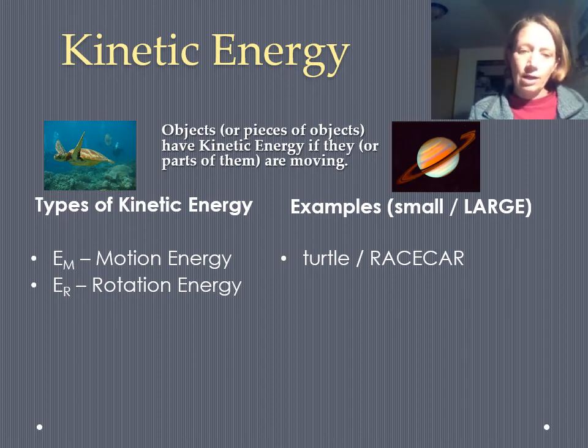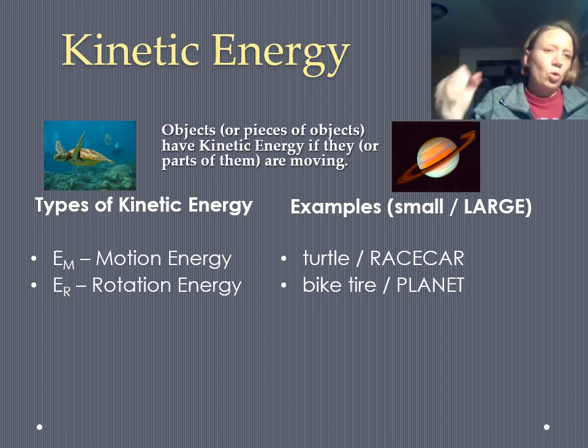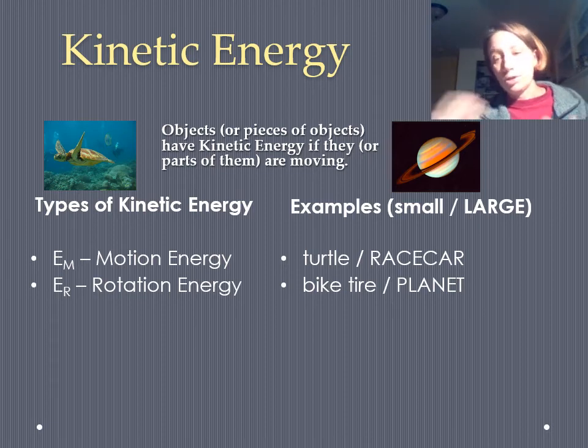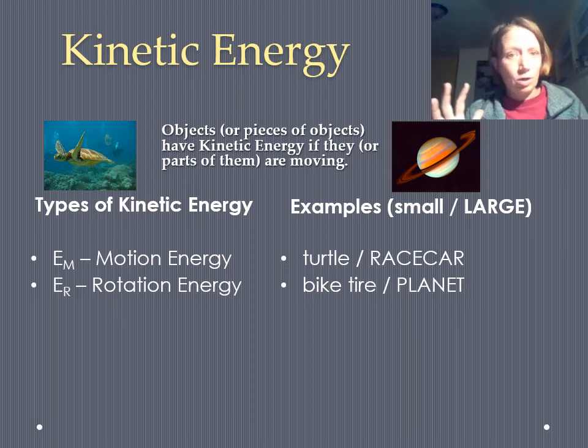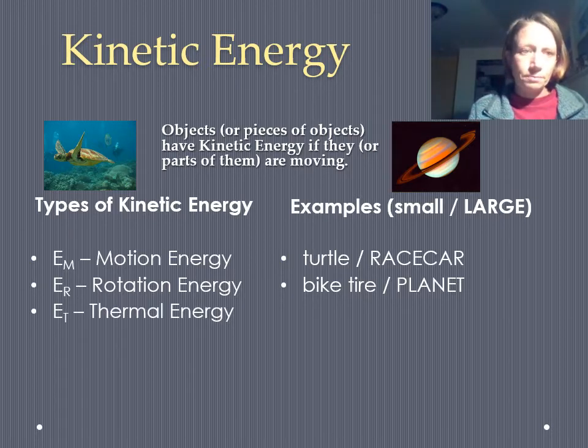Second kind of kinetic energy is rotational energy, or ER. So if we had a bike tire, right, it would be spinning. It wouldn't have motion energy because we're just holding the tire. The bike isn't necessarily moving. The tire isn't moving. It's just spinning. It would have rotational energy. A planet also doesn't appear to be moving. It's kind of staying stationary in space, but it's spinning, and that's going to be rotational energy. ET is going to represent thermal energy.